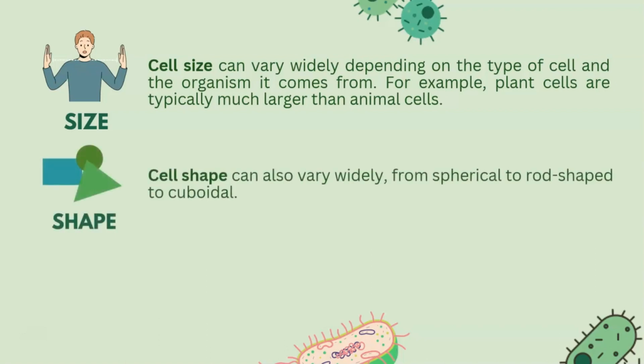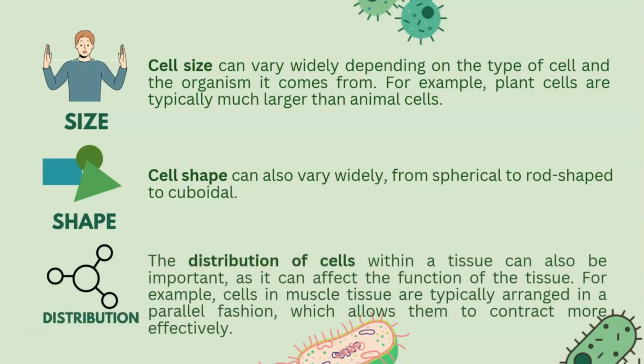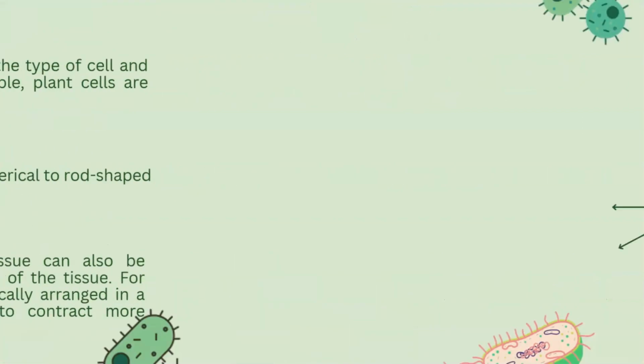Cell shape can also vary widely, from spherical to rod-shaped to cuboidal. The distribution of cells within a tissue can also be important, as it can affect the function of the tissue. For example, cells in muscle tissue are typically arranged in a parallel fashion, which allows them to contract more effectively.